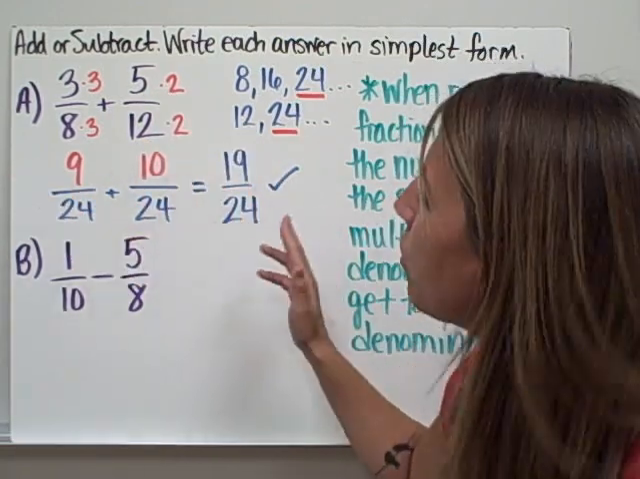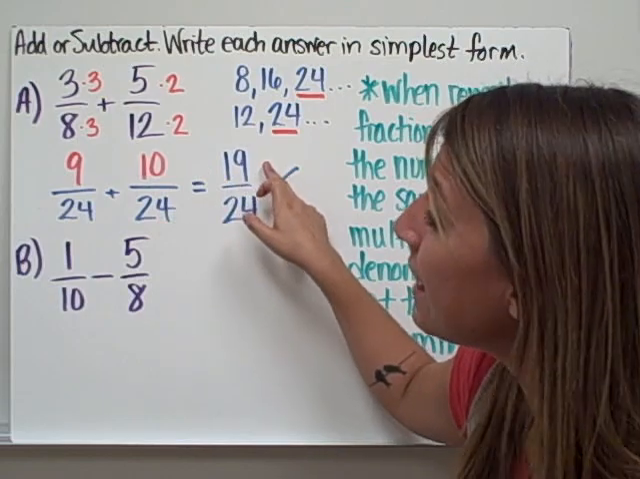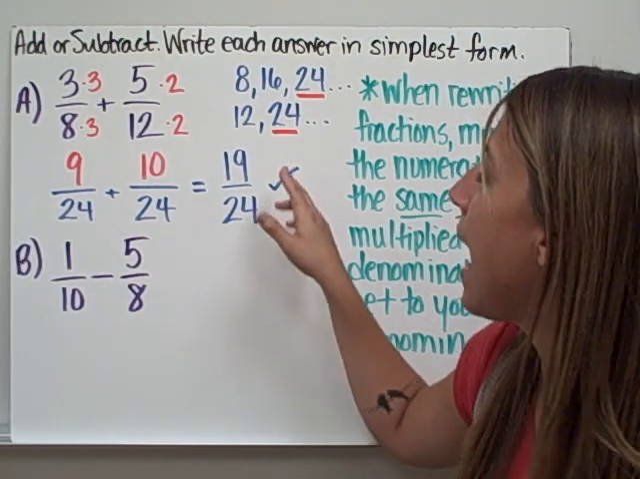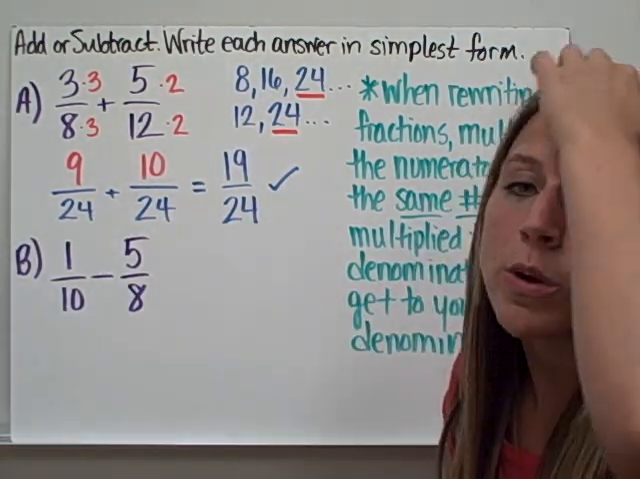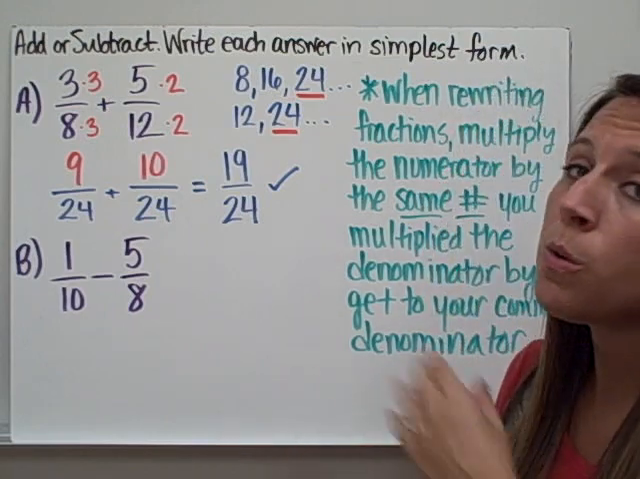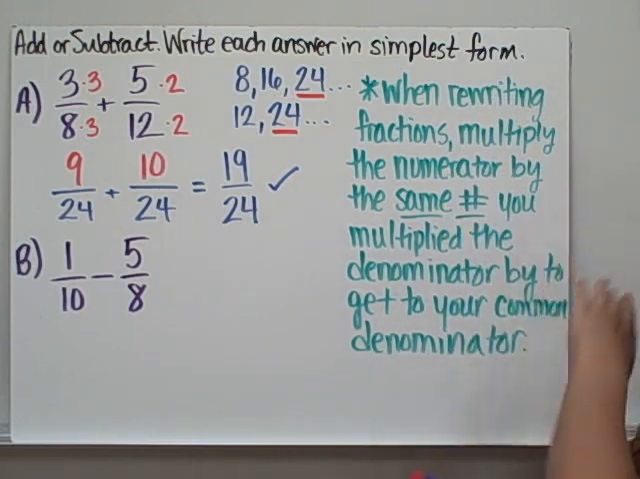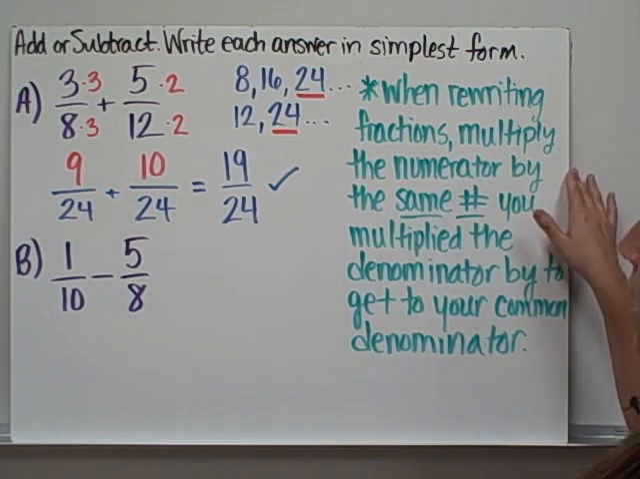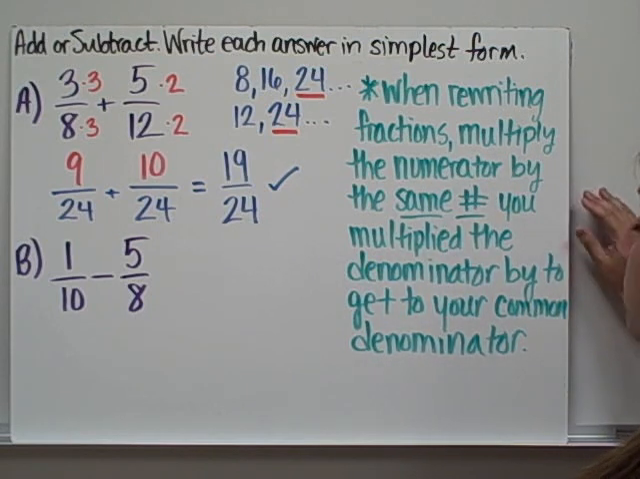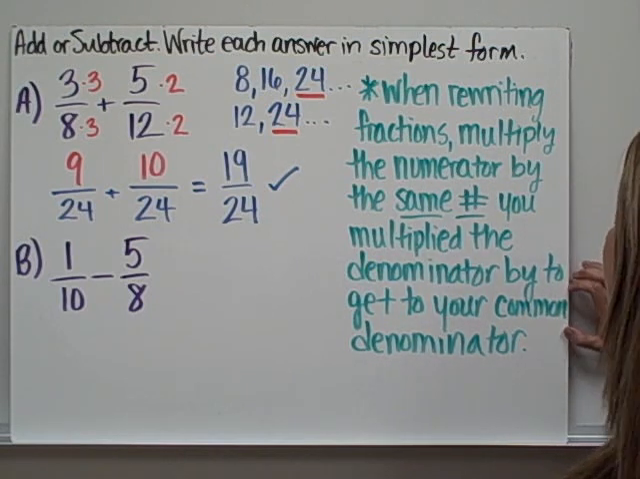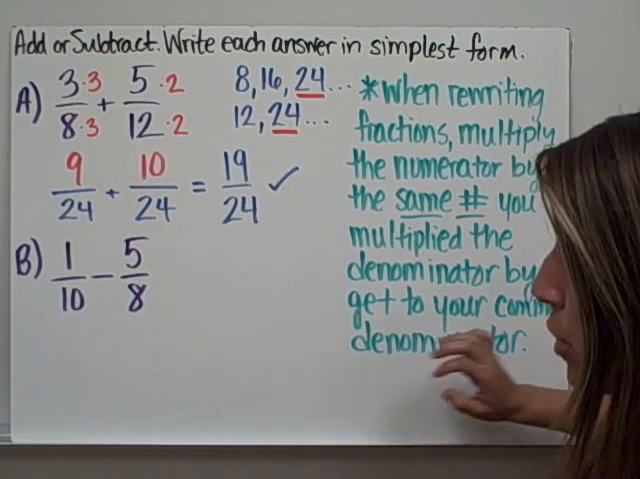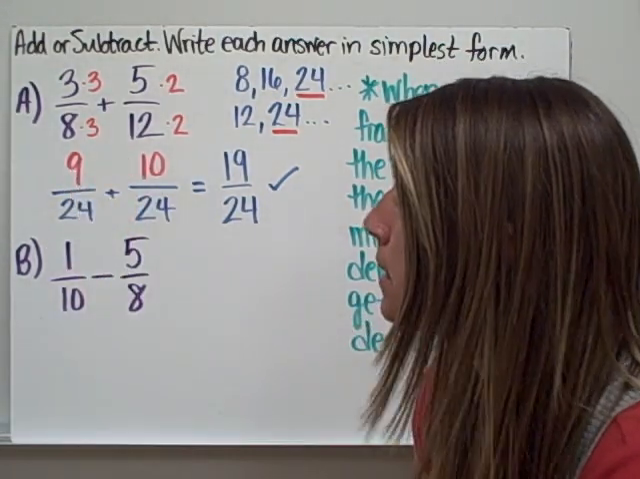Now I just add my numerators. 9 plus 10 is 19. Keep the denominators the same, and I have 24. 19/24 is my solution. I have a note here that says, when rewriting fractions, you multiply the numerator by the same number you multiplied the denominator by to get your common denominator. So, just what I did right here.